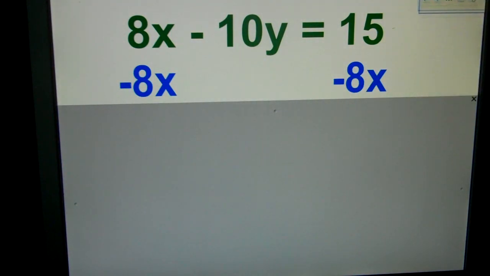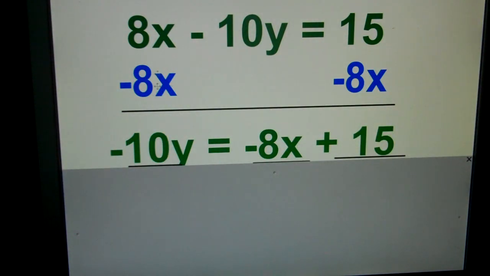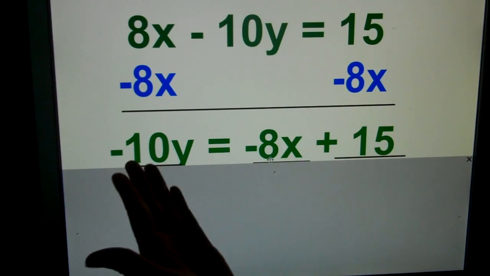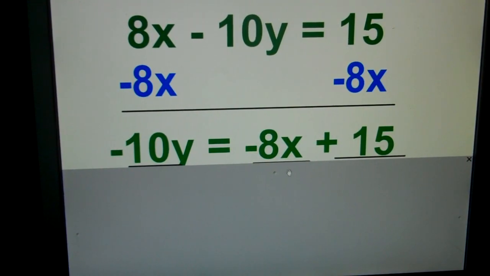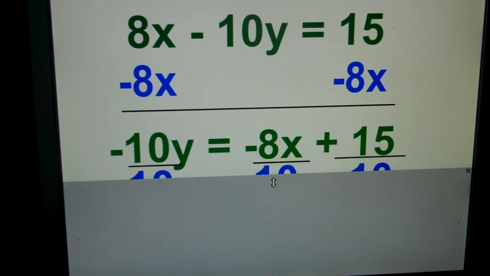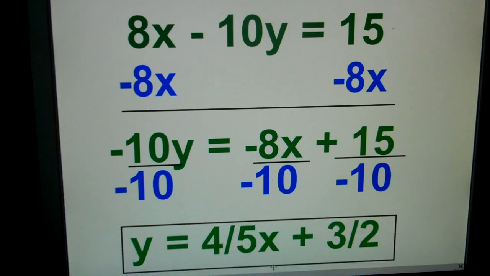I have to move 8x. The 8x's cancel. I can't do anything about it. Negative 10y comes down. I put my x part in the front because y equals mx plus b, so we want the x in the front. Okay, I have negative 10y. I don't want negative 10y, I want y. You have to divide by negative 10, divide by negative 10, and you end up with your final answer.